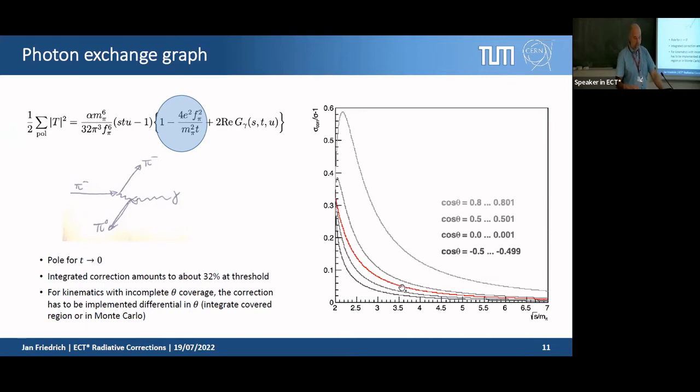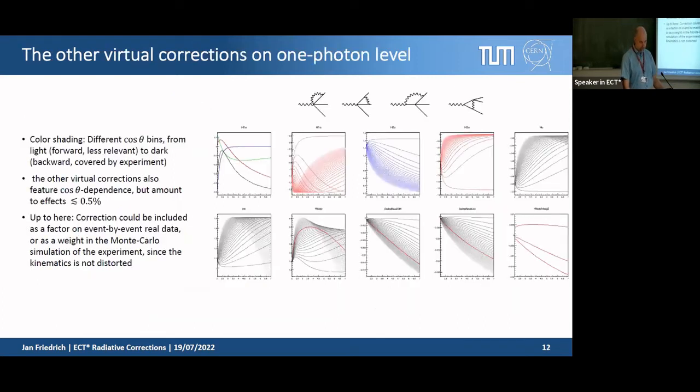We need to understand it on this level, of course, because in our experiment, we do make cuts on the kinematics, and we are sensitive more to backward angles. So we cannot take simply the overall correction, but we have to take into account somehow our theta coverage.